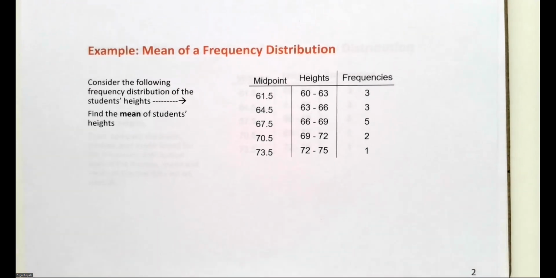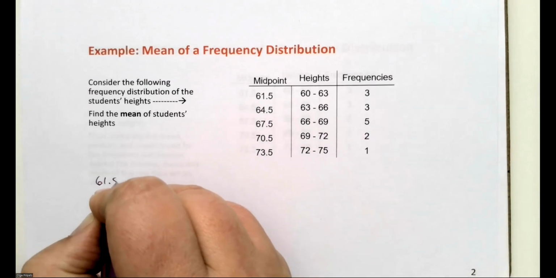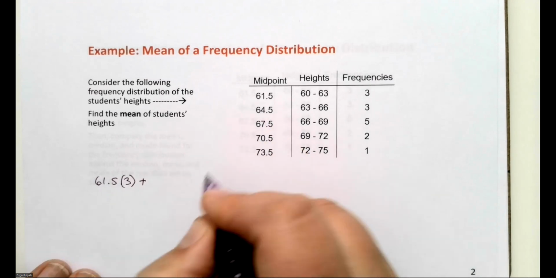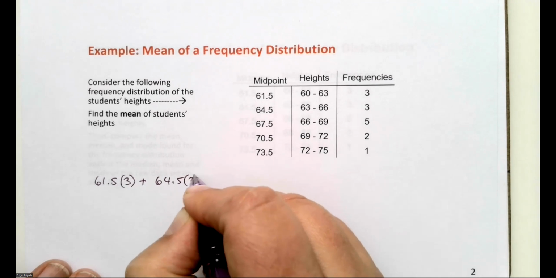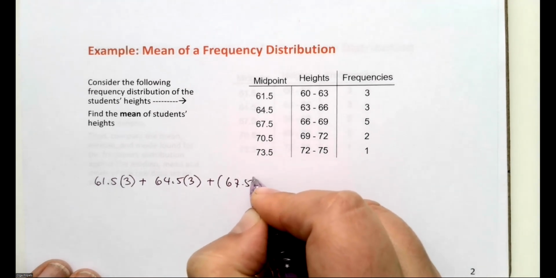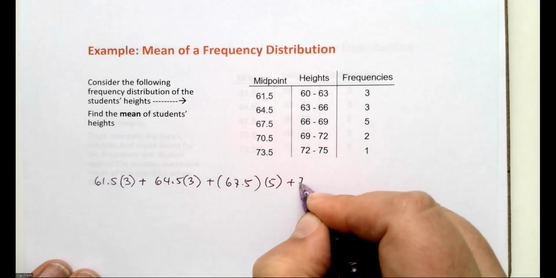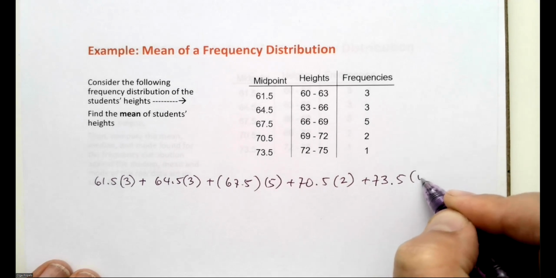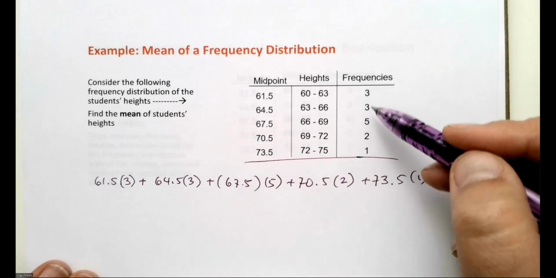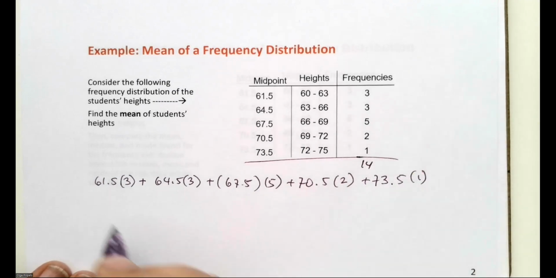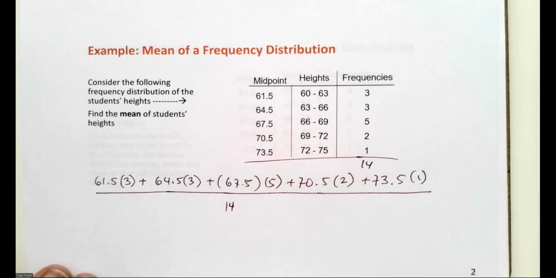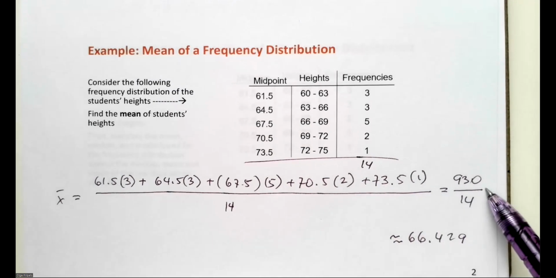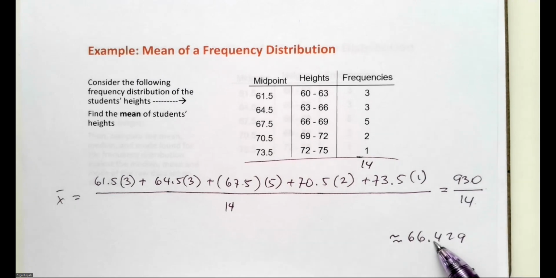Okay, let's practice with an example. What is it going to look like? We have 61.5 times 3, plus 64.5 times 3 again, plus 67.5 times 5, plus 70.5 times 2, plus 73.5 times 1. Now, what's the sum of all the frequencies? That's going to be equal to 14. So we divide everything by 14. I got a total of 930 divided by 14, which, rounded to 3 decimal places, is approximately 66.429.